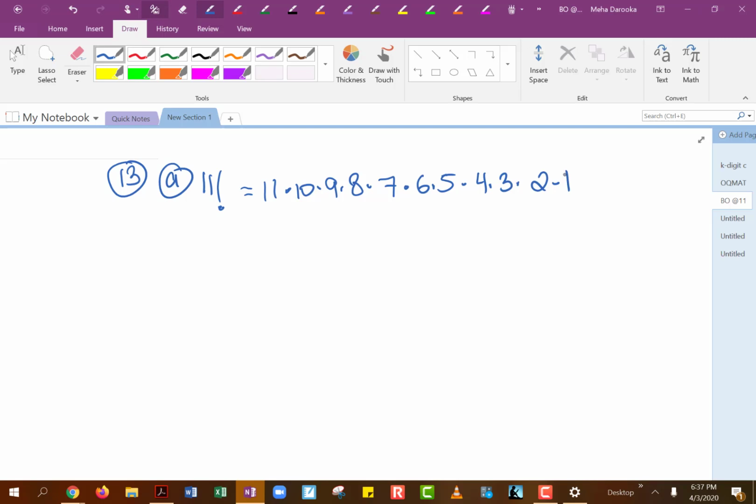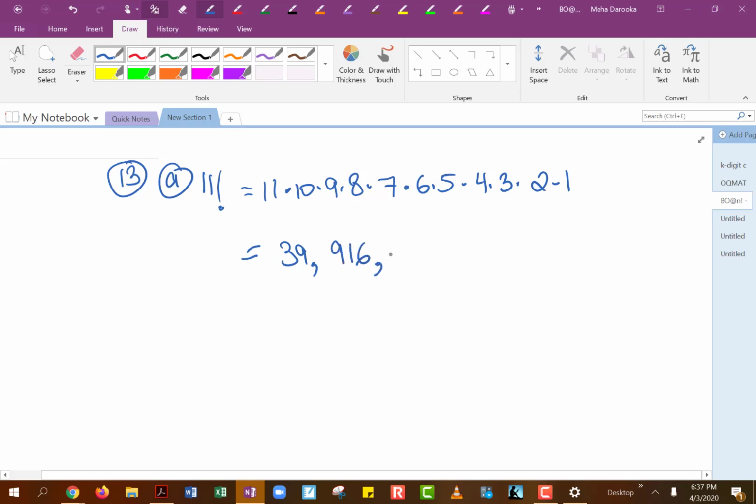So once you do your calculation, it comes out to be 39,916,800 different possibilities. That's a lot of different possibilities to go through, right?